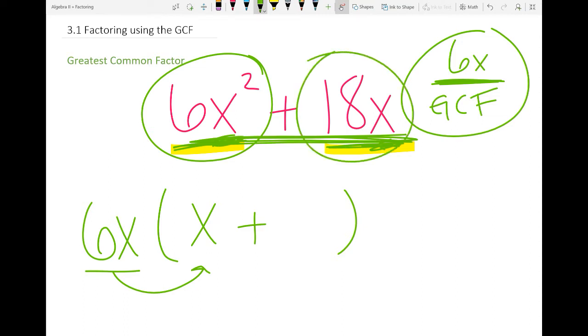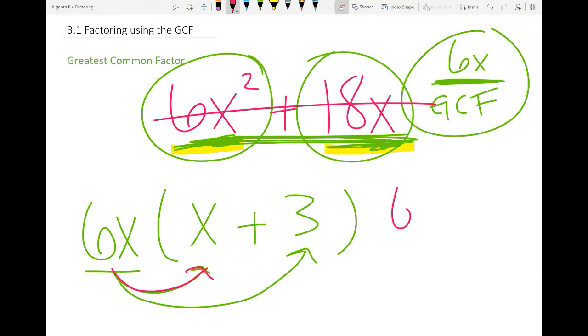Okay, same thing to try to get 18x. 6x times what would give me 18x? Well, I already have the x, so I don't need another one. I just need to get to 18 from 6. And remember, I'm multiplying. So 6 times 3 is 18x. You always want to check your work by doing that distributive property. So kind of ignore this for a minute and let's say 6x times x, that's 6x squared. 6x times 3 is 18x. That's what I started with, so this one checks out.